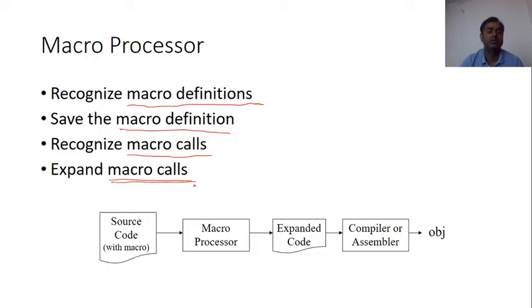That is our task. Now, you know that when the source code with macros is given as input to the macro processor, it will provide you the expanded code. And this expanded code is given as input to the compiler or assembler, and then you get the object code or object program.